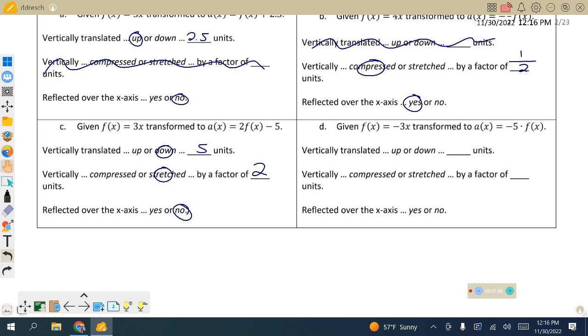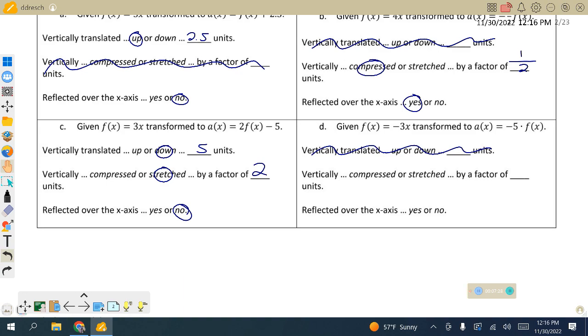And where things are located influences that up and down, that stretch or compression. So you got to look at that big picture, that structure. All right. Are we doing any up or down movement? No, because I don't have anything here at the end. There's no plus or minus happening. So we are moving nowhere. Okay? There is no up or down movement happening.